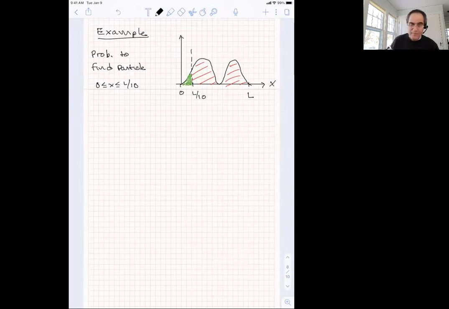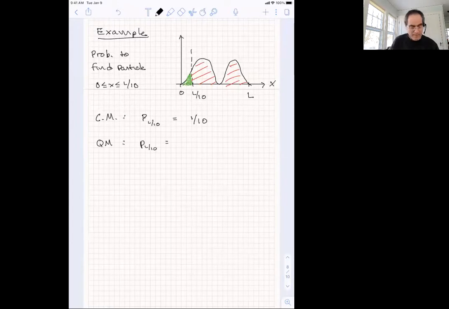Now, before we do the problem, let's just do something for comparison. If this were a classical particle, then we know that the probability density is uniform. And so the probability to find the particle between 0 and L over 10 would just be 1/10, because the particle is equally likely to be found anywhere in the box, according to classical mechanics. However, for quantum mechanics, the probability is different.